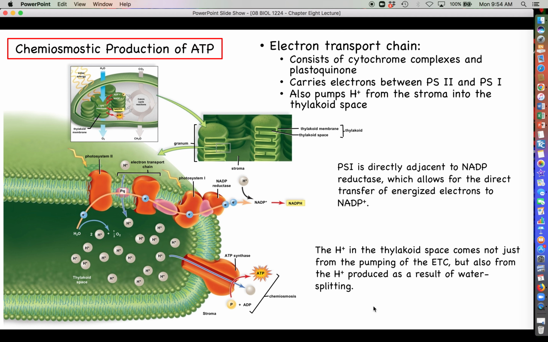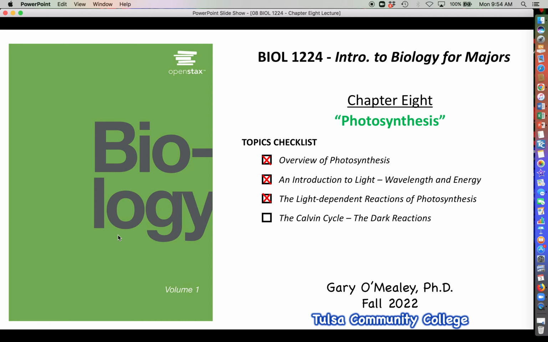It's also important to recognize that the hydrogen gradient that you see accumulating in the thylakoid space doesn't just come from the pumping in the electron transport chain. Every time water donates electrons to photosystem 2, it's going to produce a molecule of oxygen and then 4 hydrogen ions as well. So 2 water molecules, 4 hydrogens, and 1 oxygen molecule.